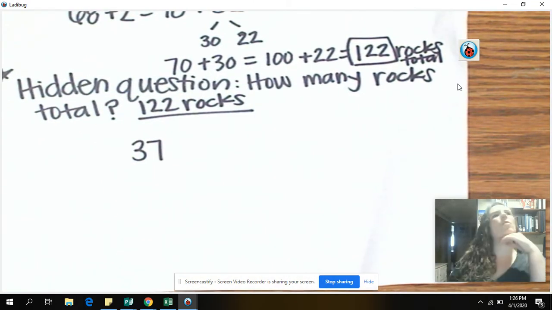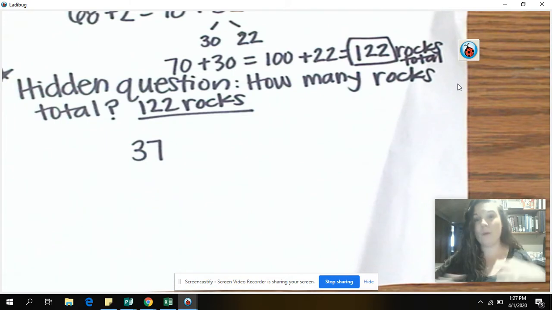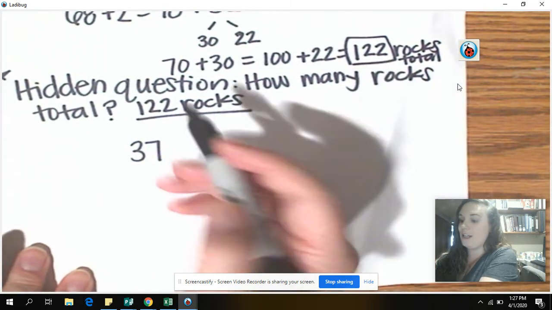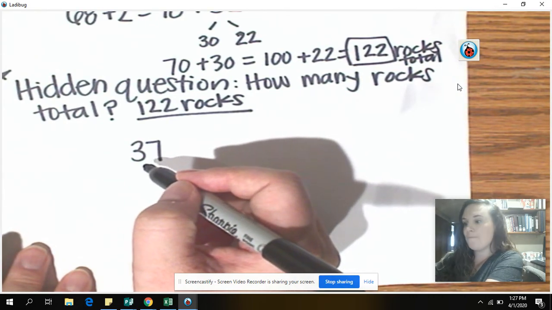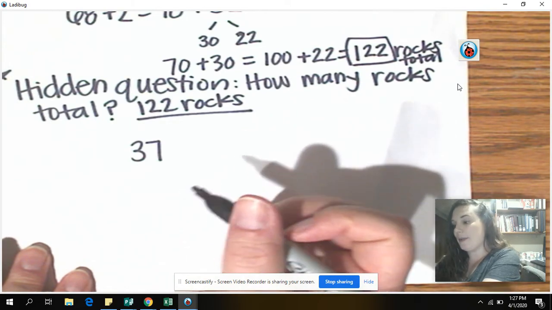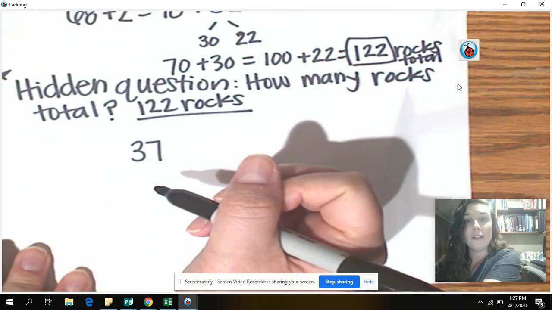So what are we doing here? What action could be done here? Is there an action? We're comparing dark rocks to light rocks, aren't we? So there's not really an action that we can see, but we could separate to compare and see what the difference is. So if I have a total of 122 rocks and I know there's 37 that are dark, I need to know how many are not dark. So our next step is to figure out the difference between 37 and 122. We're comparing those two numbers.